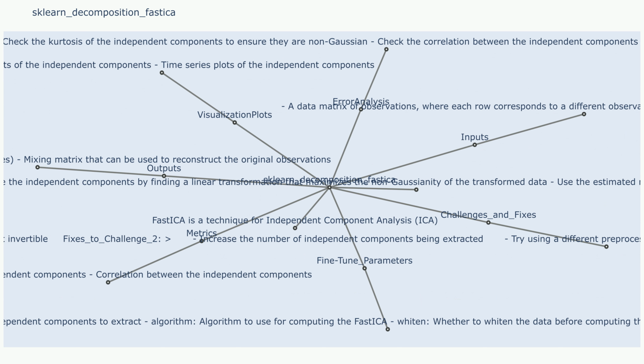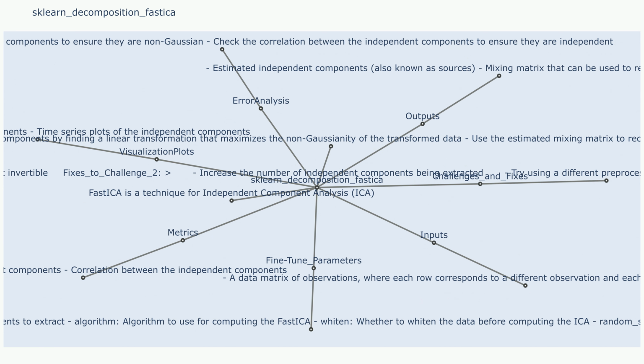Steps. Step 1. Explain in detail. The FastICA algorithm begins by whitening the input data. Whitening ensures that the data has zero mean and unit variance. This helps to improve the performance of the algorithm.